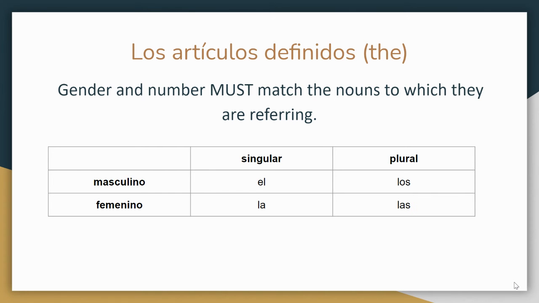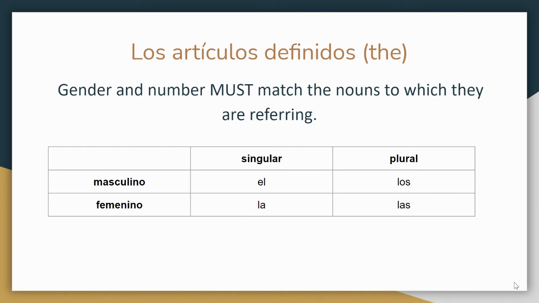Moving on to los artículos definidos, which mean the, no matter whether it's singular or plural, masculine or feminine. Definite article can only be used to mean the word the. So you'll notice that the gender and number must match the nouns to which they're referring, so there is a masculine form and a feminine form for each definite article, as well as singular and plural.